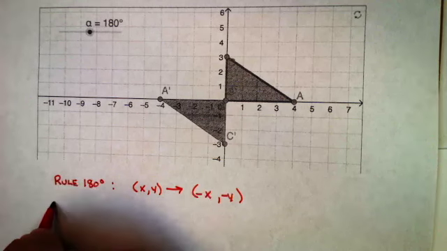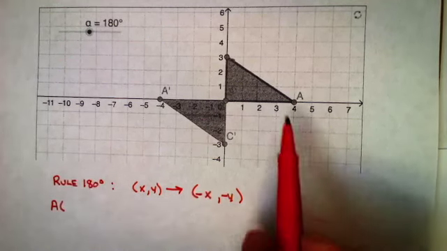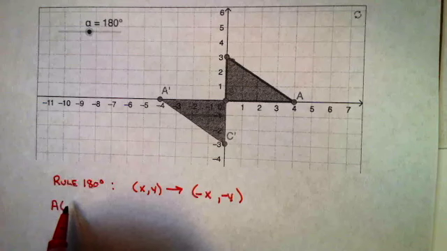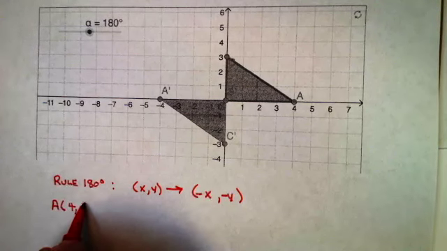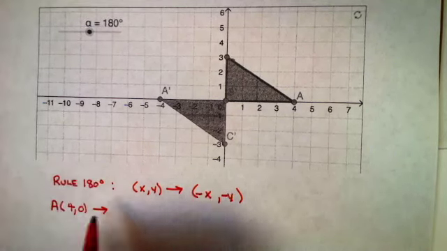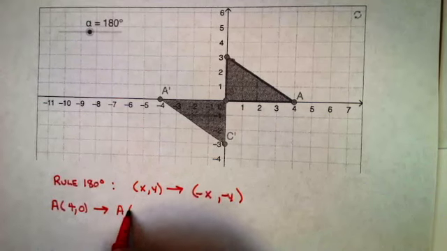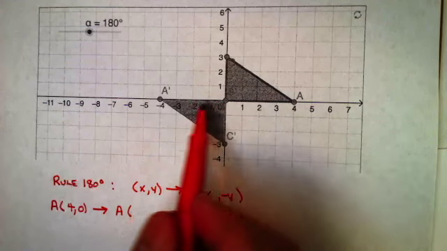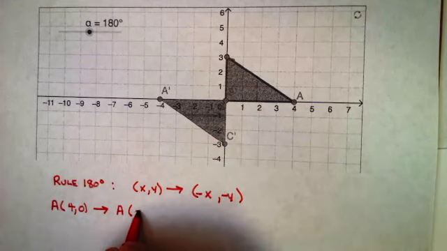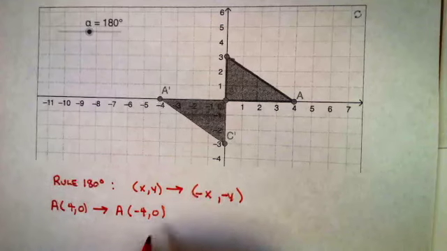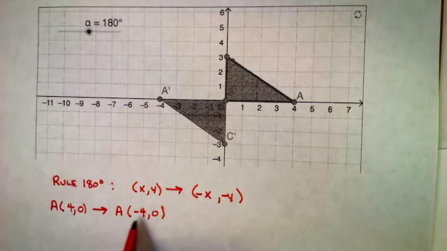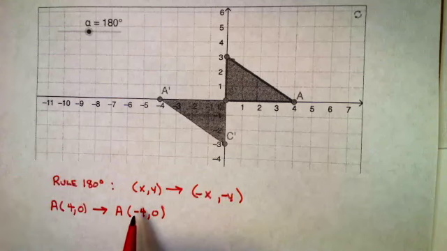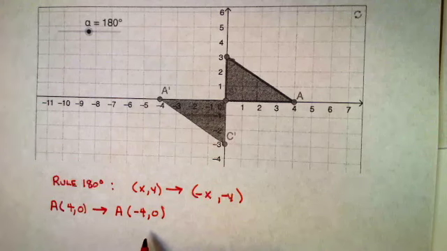So let's look and see. I'm going to check point A. A started off again at 4, 0. And when I rotated it 180 degrees, let's check out the new coordinates. My X is -4. My Y is 0. The X and the Y did not change positions, but the sign changed. If this had been a number that was positive or negative, I would have had to change the sign of it as well.